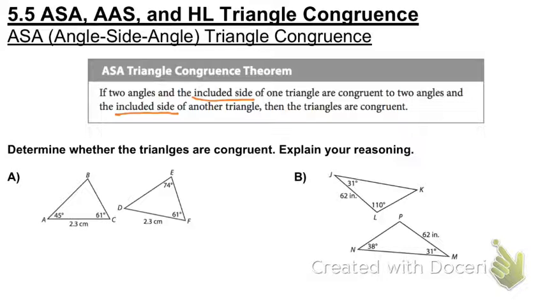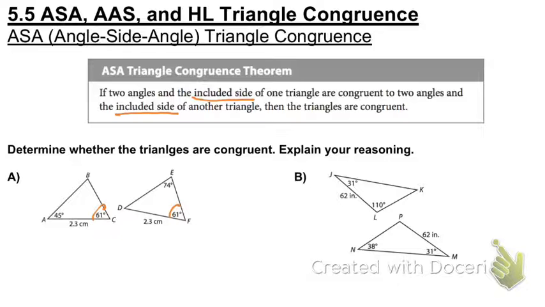So, letter A. We have these two triangles, ABC and DEF. Let's keep walking through. Last time we said, what do we know about these triangles? Seth, what's something we have about these two triangles? 61 degrees. Angles C and F are congruent. They're both 61 degrees, okay?